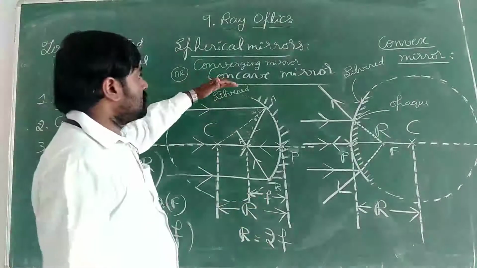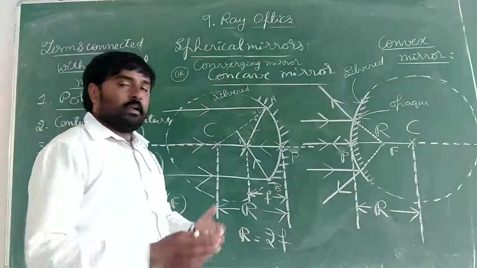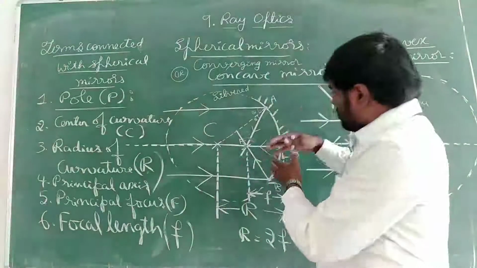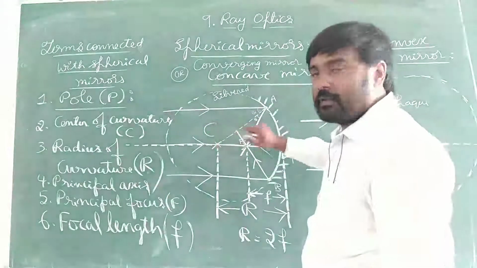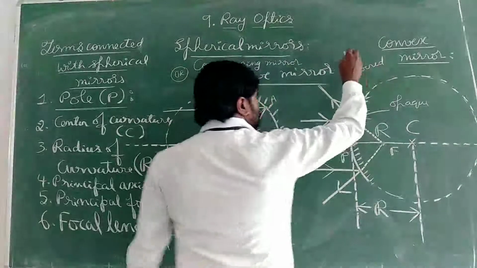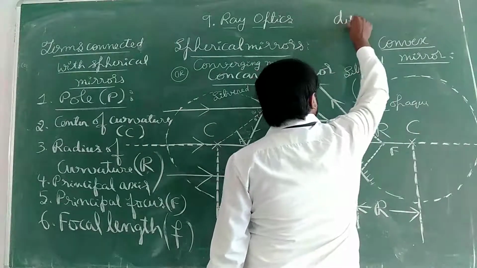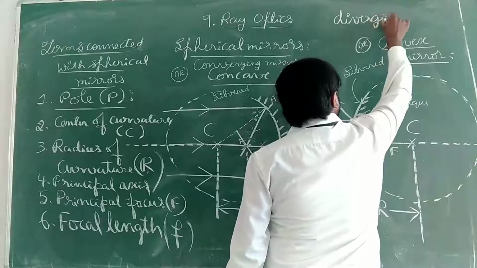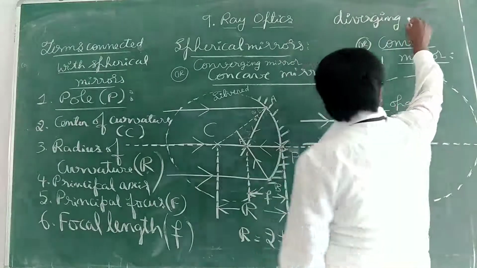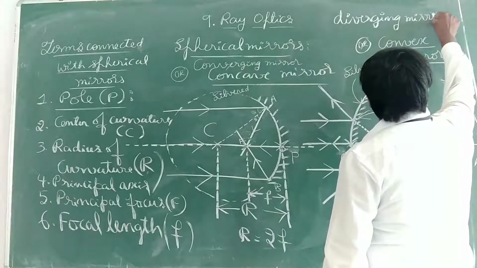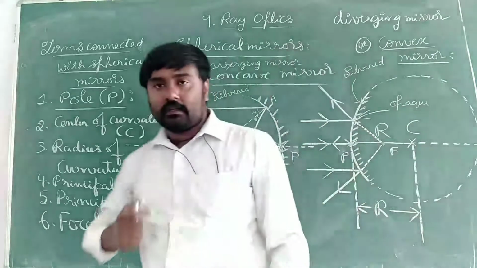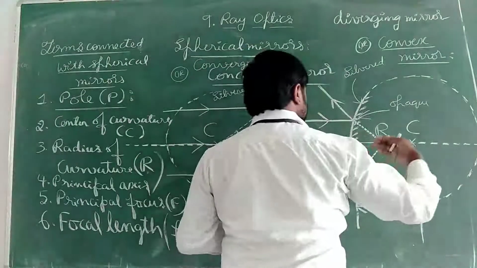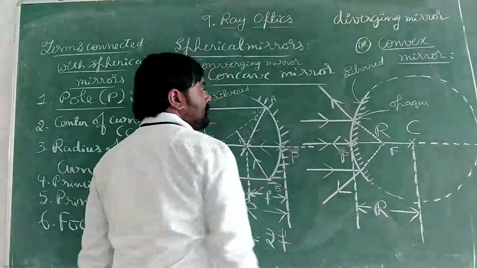So concave mirror is also called the converging mirror, because it converges the parallel beam of light. Convex mirror is also called the diverging mirror, because it diverges the parallel beam of light.